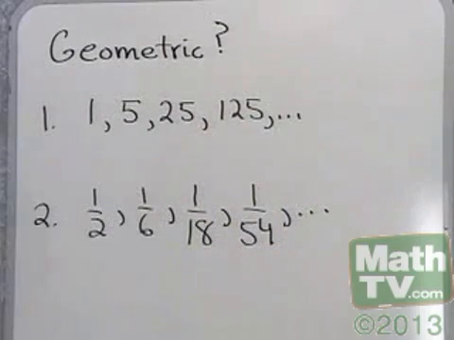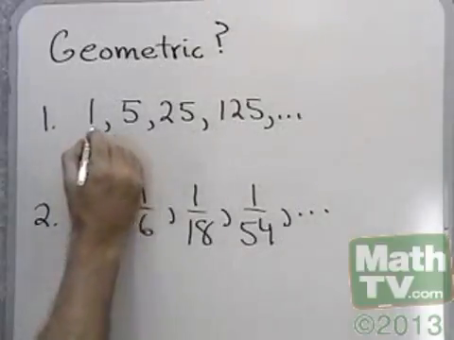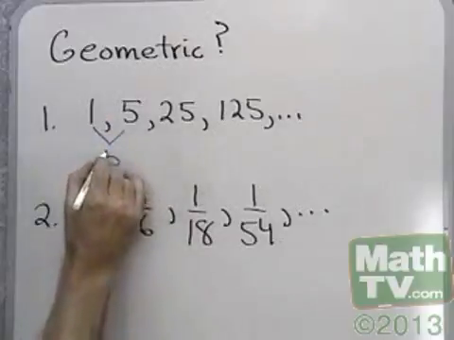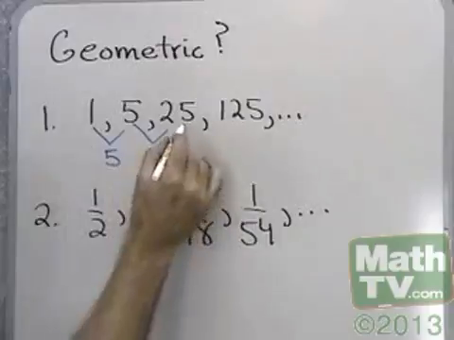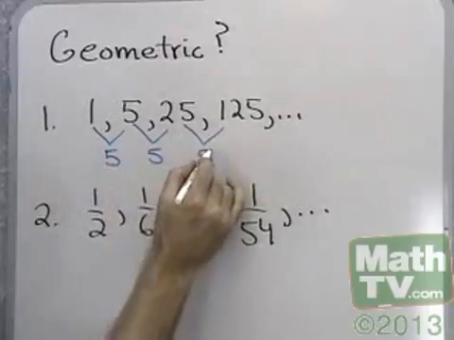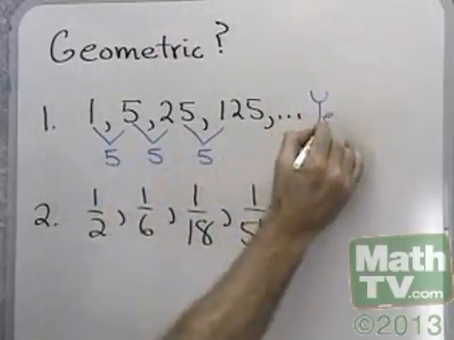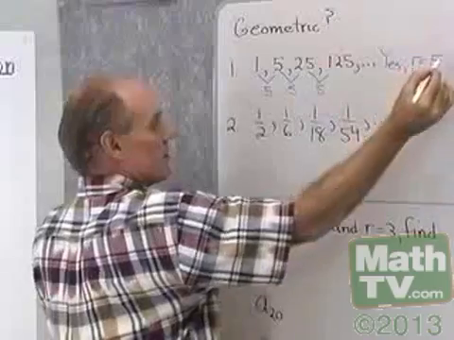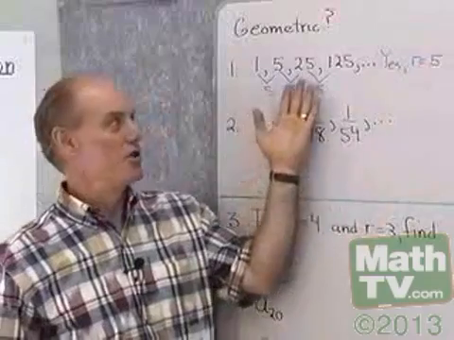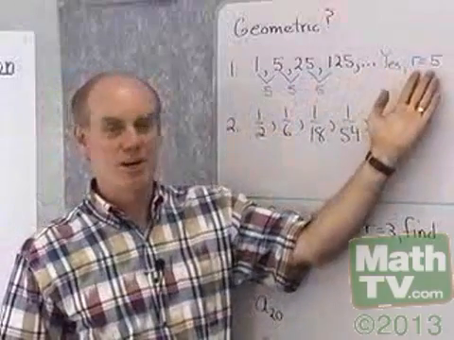So first of all, for problems number 1 and 2, the question is, are these geometric sequences? Well, let's see. To go from 1 to 5 with multiplication, I would multiply by 5, multiply 5 by 5 again, I get 25, multiply 25 by 5 and I get 125. So the answer here is yes, and in fact the common ratio r is equal to 5. So this is a geometric sequence and the common ratio r is equal to 5.